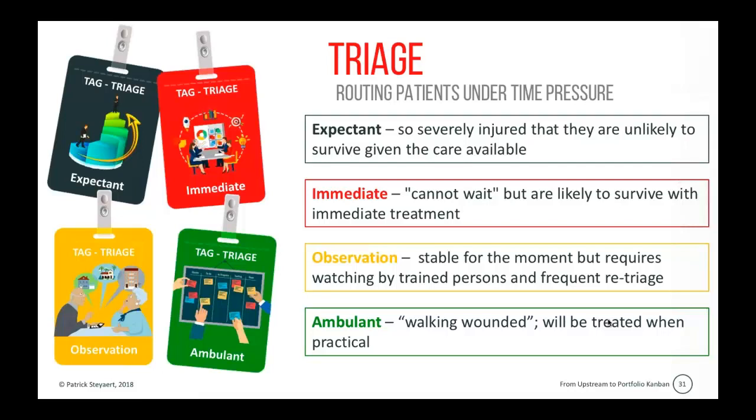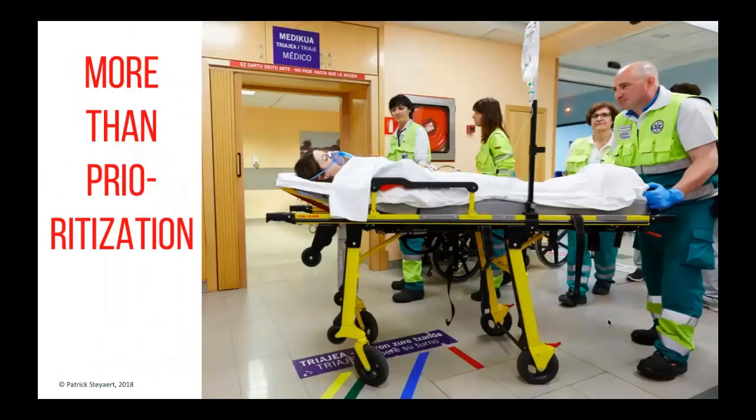Now, oftentimes people think that triage is just another prioritization mechanism. It's not. It's more than prioritization. It's classification and also routing. So here you see a photo of an actual situation in a hospital, and if you notice, you see the colored lines on the floor, and they are an indication that, based on the triage, we're going to route the situation to a different place in the hospital.